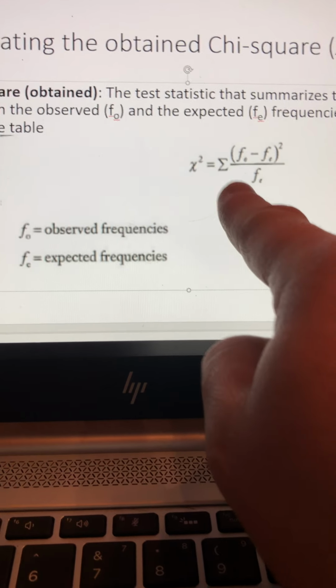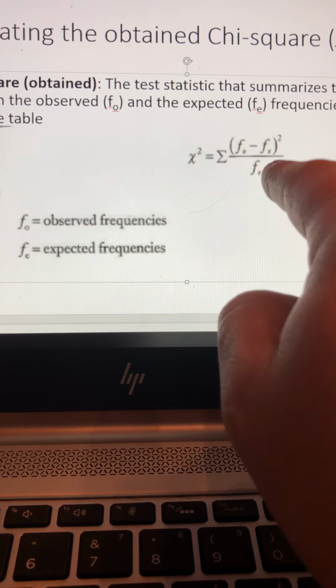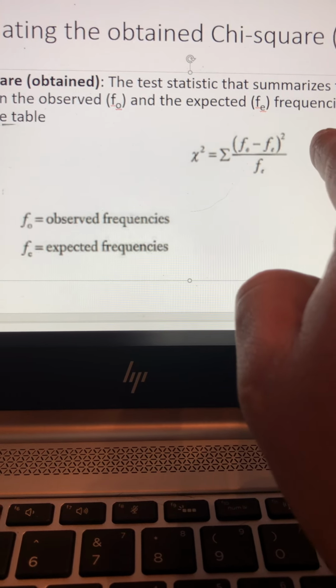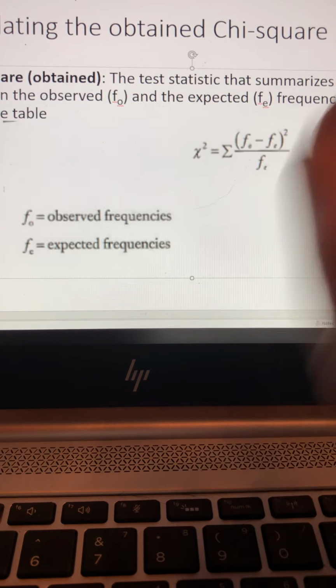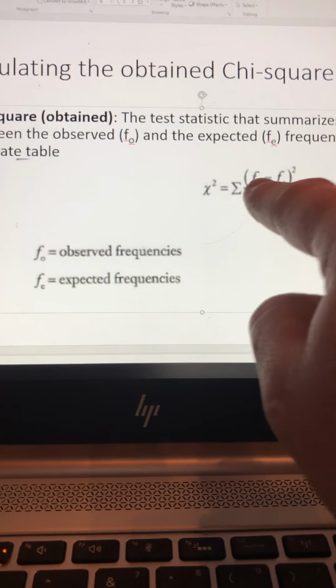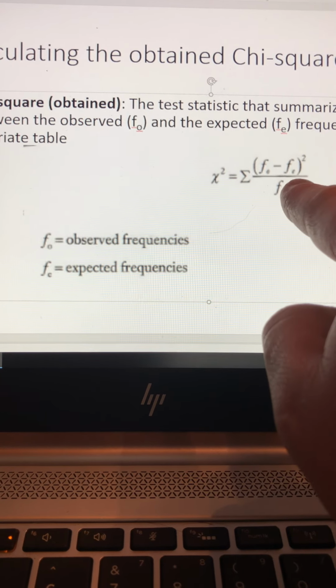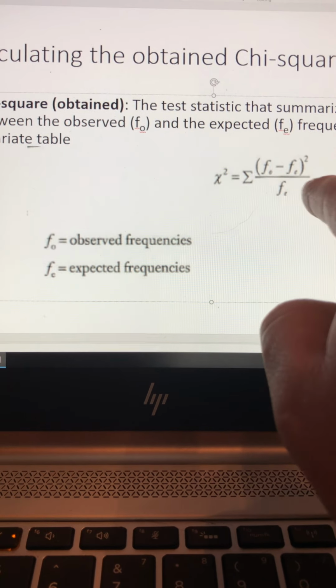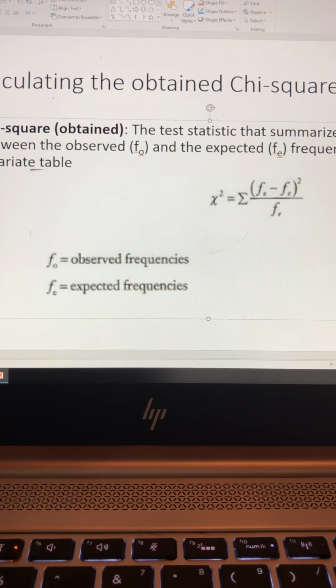It's the sum of the observed minus the expected frequency squared divided by the expected frequency. So F observed minus F expected squared divided by F expected.